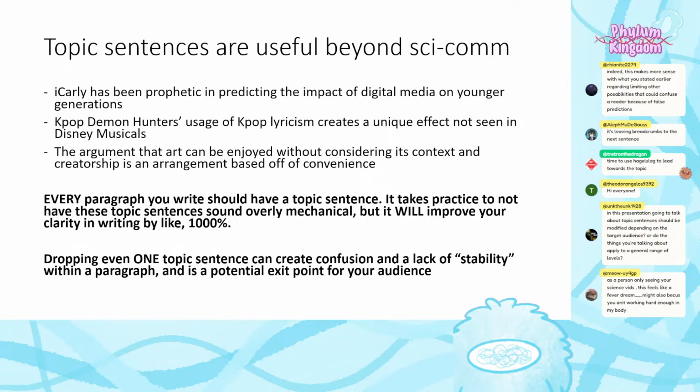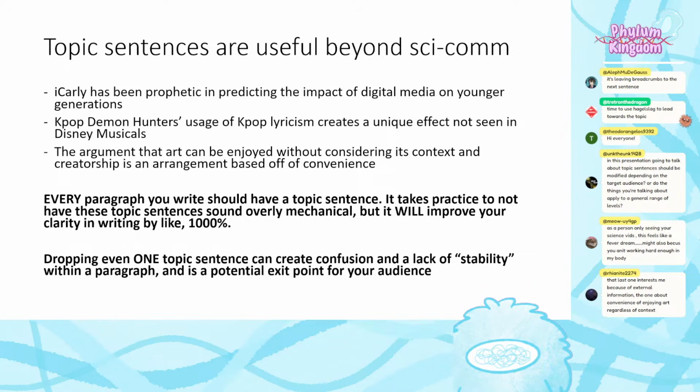In this presentation, is this presentation going to talk about how topic sentences should be modified depending on the target audience, or do the things you're talking about apply broadly to a range of levels? Absolutely. It applies to any argumentation piece, right? Every time you are making an argument, you want that argument to be clear. And the way you achieve clarity is to minimize cognitive penalty. The way you minimize cognitive penalty is to limit the degrees of freedom by which your audience can walk down.